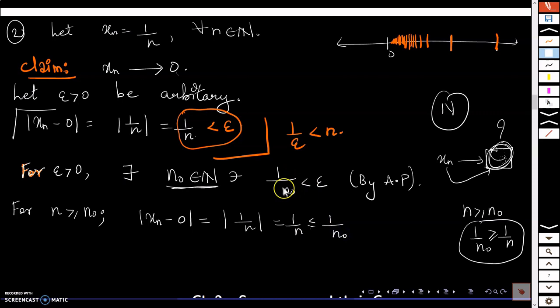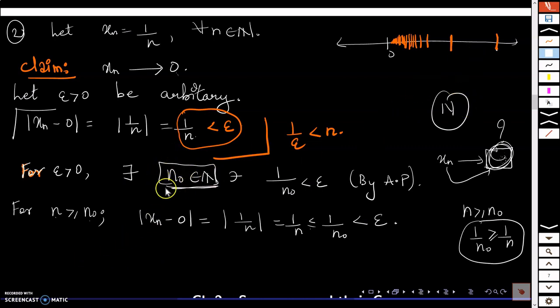And I already have an estimate for 1 by n naught. 1 by n naught is less than epsilon, right? So what we have done: given epsilon positive, the Archimedean property gave me one natural number n naught, such that whenever I take n which is bigger than or equal to n naught, the difference between xn and 0 is less than epsilon, right? So instead of capital N, I have used n naught.